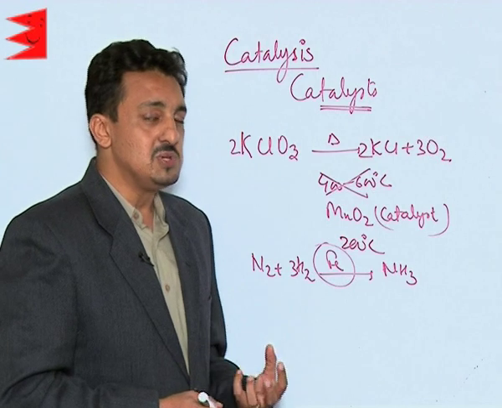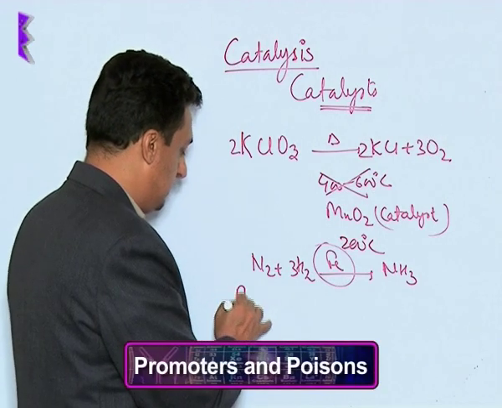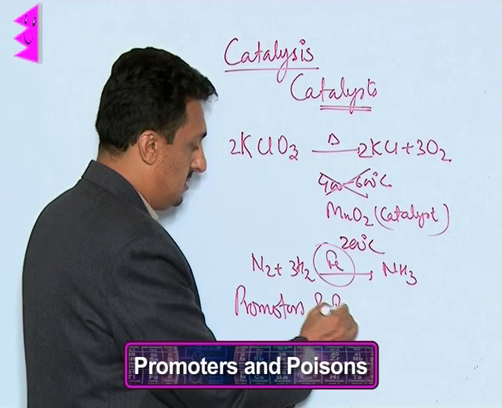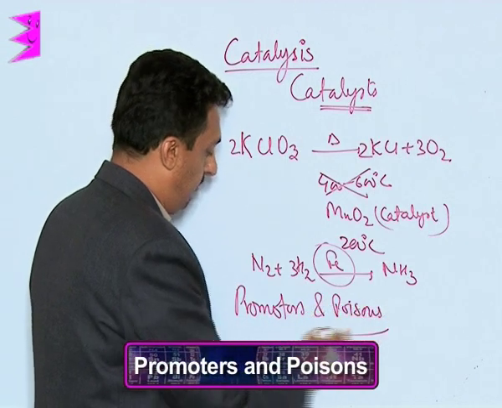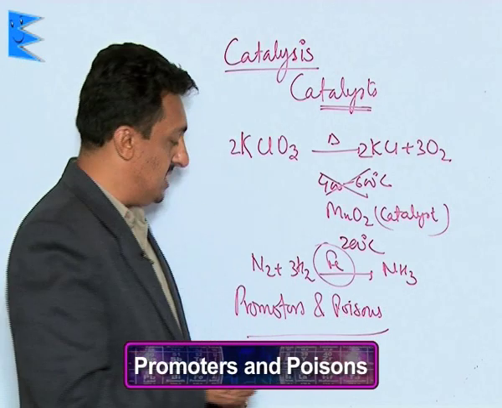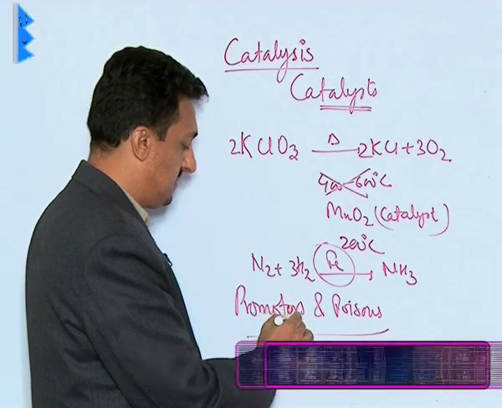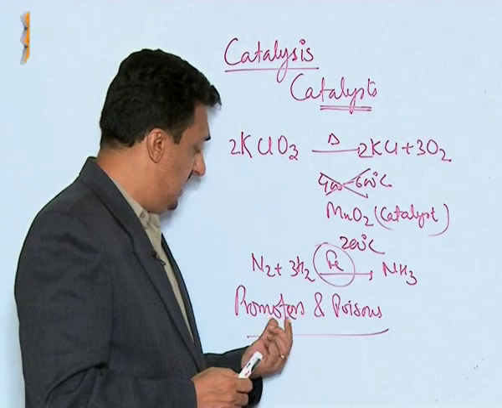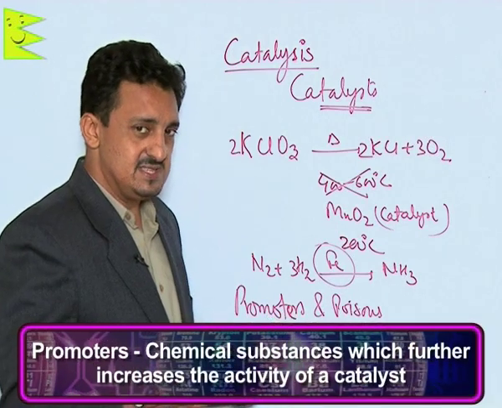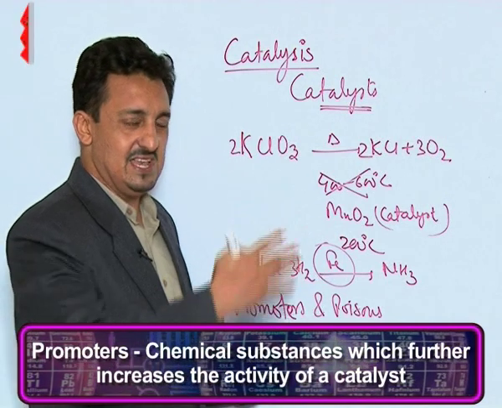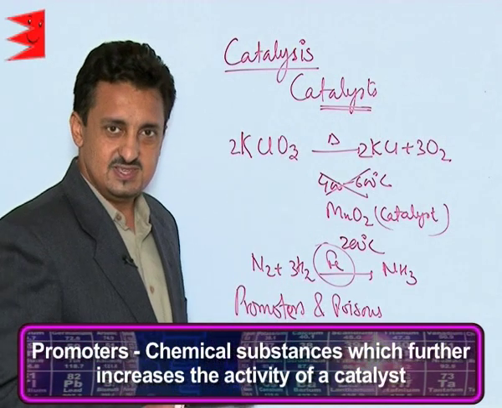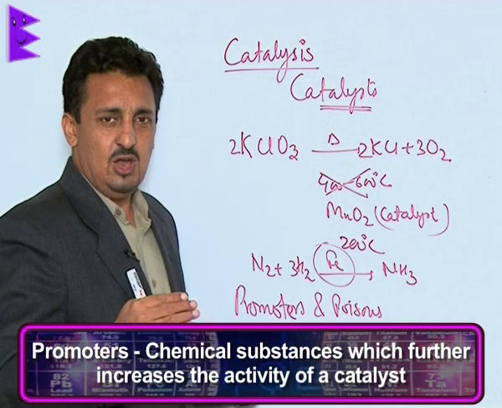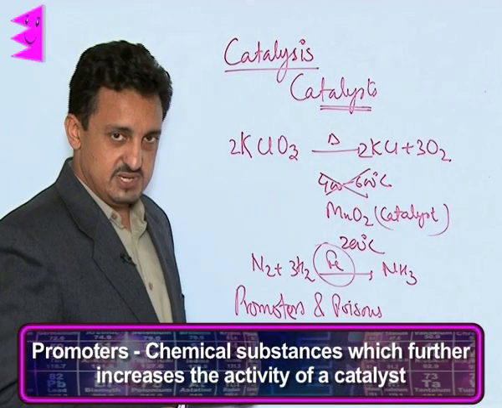Now we also use terms called promoters and poisons. What are promoters and poisons? Promoters are the chemical substances which further enhance the activity of a catalyst, which further increase or enhance the activity of a catalyst are called promoters.